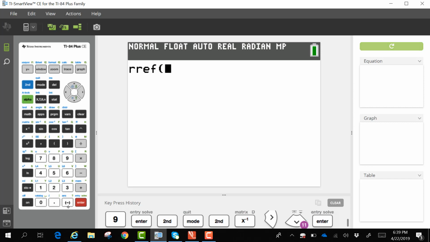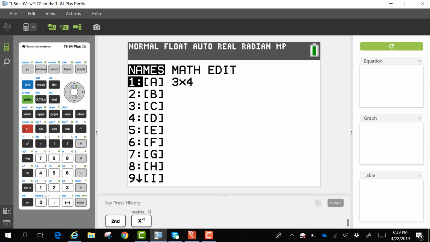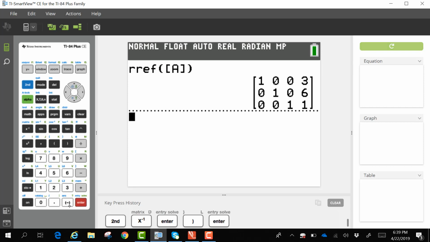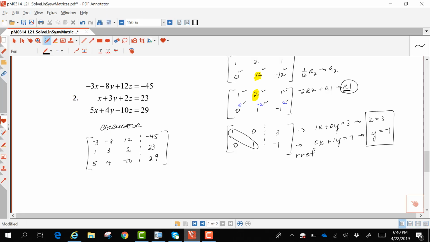My matrix was matrix A. So I'm going to go second matrix, and it's highlighting matrix A, which is the one I just entered in there, and I'm going to hit enter to pull that over. Now I'm going to close the parentheses, and this will now do all the algebraic steps required to get the 1s down the diagonal and the 0s everywhere else when I hit enter. There it is. I'm going to pause in a minute so I can write it down. Now that I'm finished using my calculator, let's go back to our document.